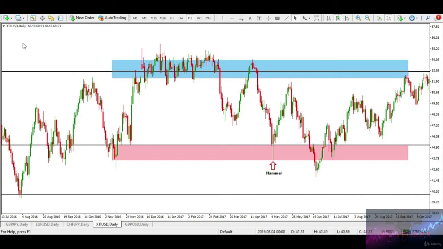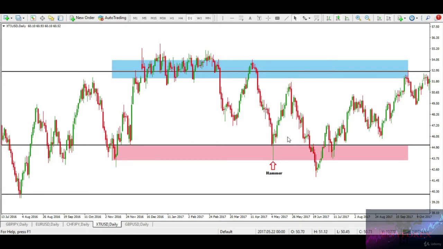The next example is of hammer on crude oil daily chart. See how this pattern appeared on a major support level with a large lower tail indicating the buying strength in the market. Moreover, following this hammer, price rallied sharply towards the next key resistance level.